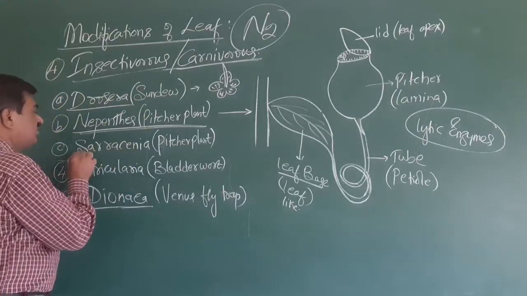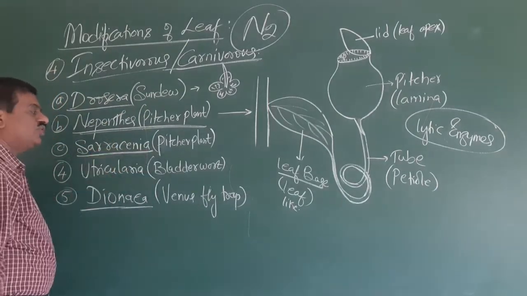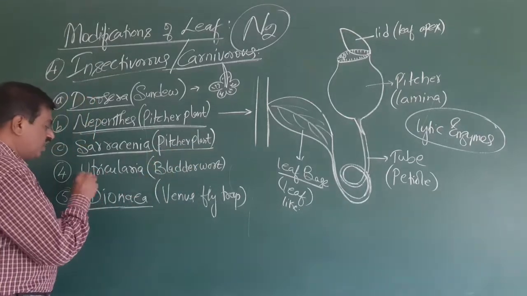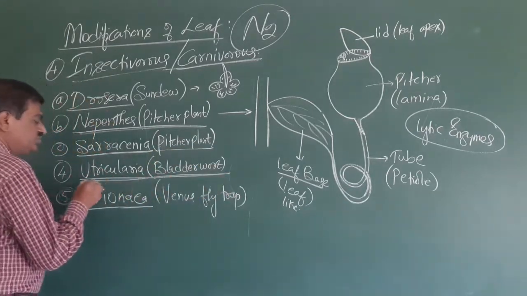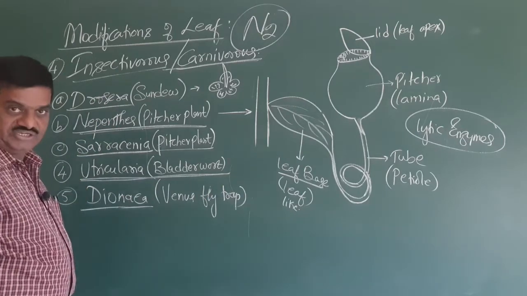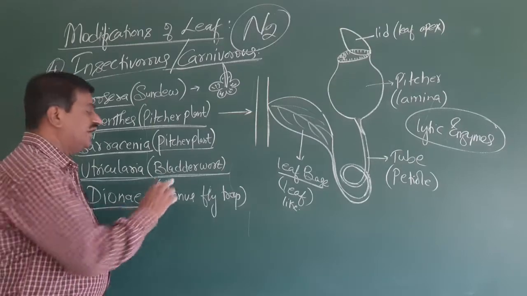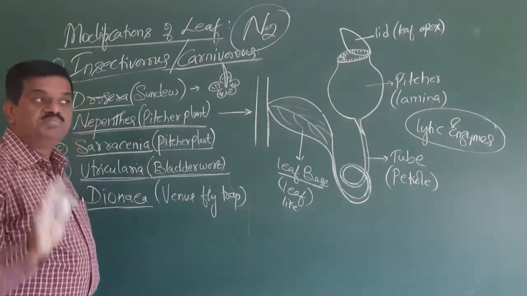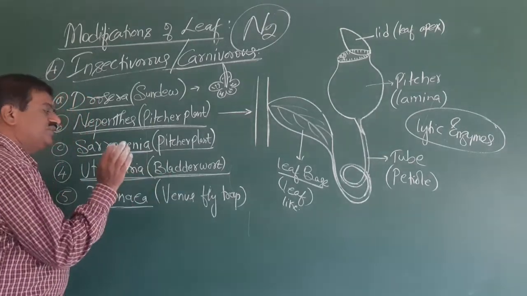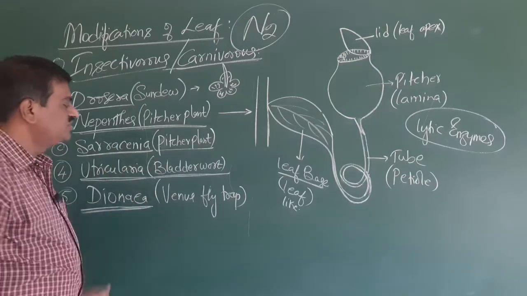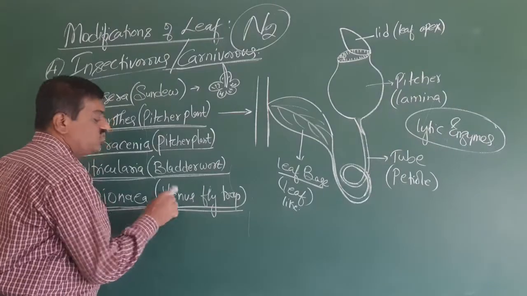Now we go for the other one, called Sarracenia. This is also called a pitcher plant. And the other one is called Utricularia. This is one of the aquatic plants. Utricularia is an aquatic plant. There is the presence of bladders. It is commonly called bladderwort. This also helps in capturing the insects. The next one is called Dionaea. This is called Venus flytrap.